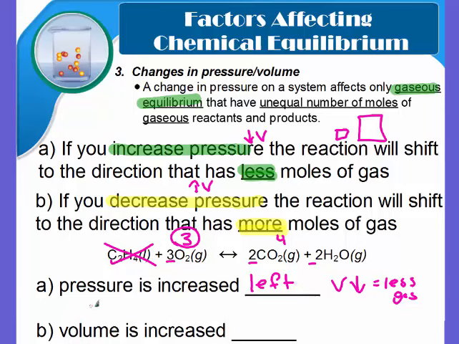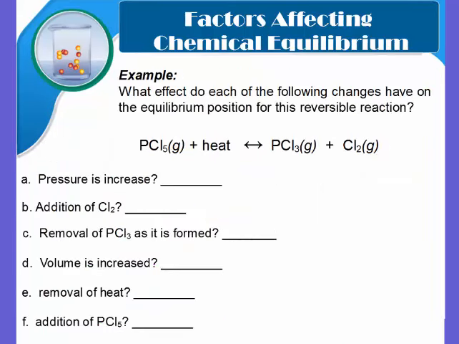If volume is increased, that's the same thing as my pressure being decreased, and so I want more gas. So it would shift towards 4 or to the right. I'm going to try these on your own. Restart when you have an answer.